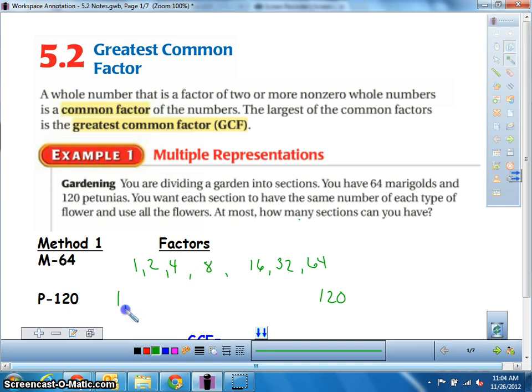We have 2, it's an even number, so 2 and 60. We can take 3 times 40. We can take 4 times 30. Ooh, it ends in a 0, so we got 5 as well. 5 times 24 it must be.